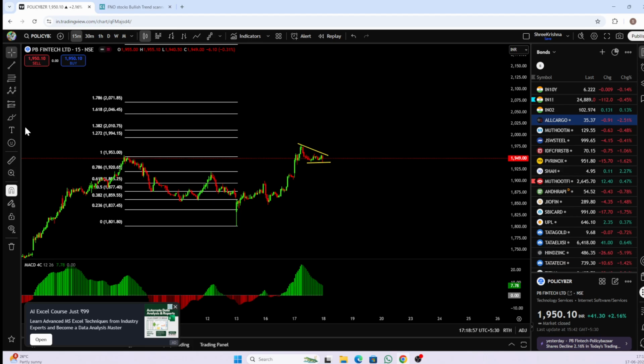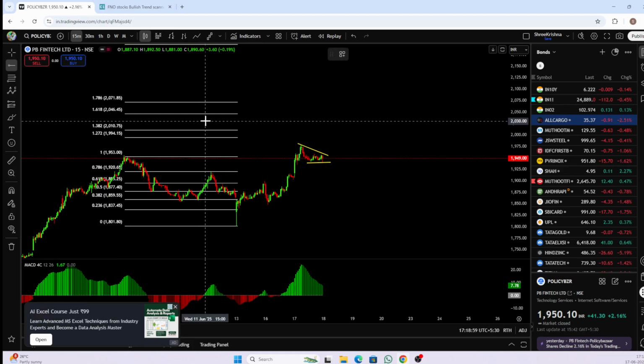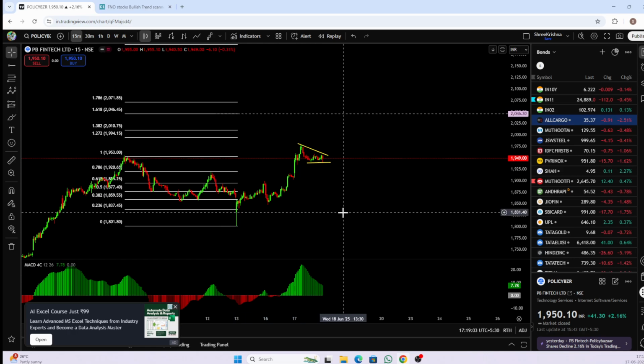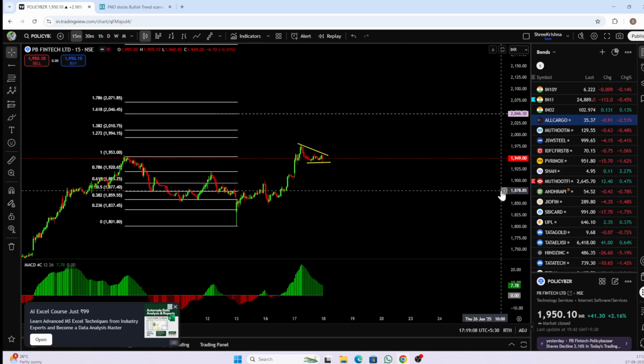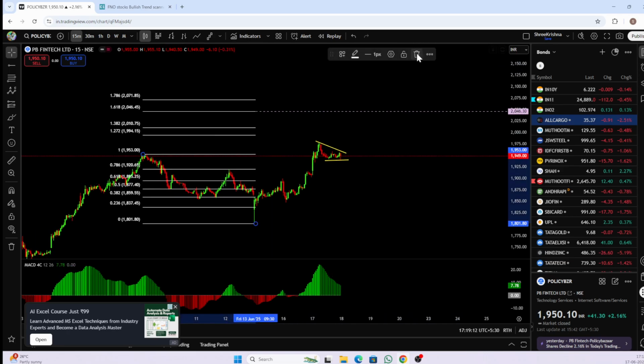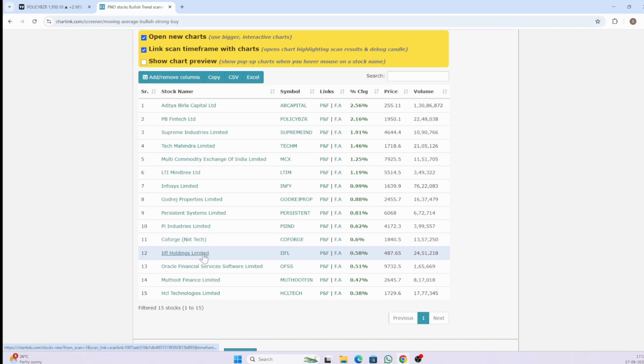So it is heading to somewhere around 2046. You can book the profit at 2046 if you are happy with this. PB Fintech 1949, it's okay, you can do that. And let's see some other things.